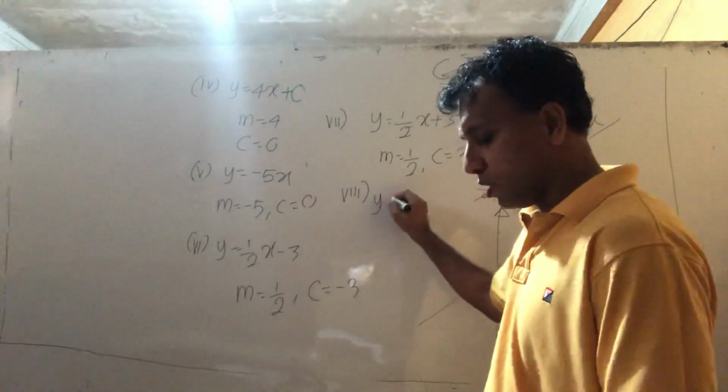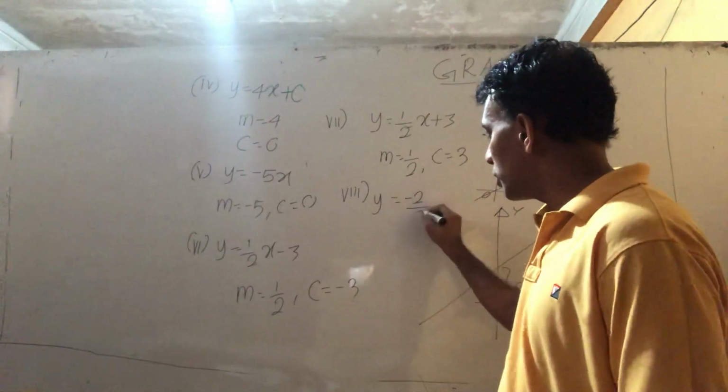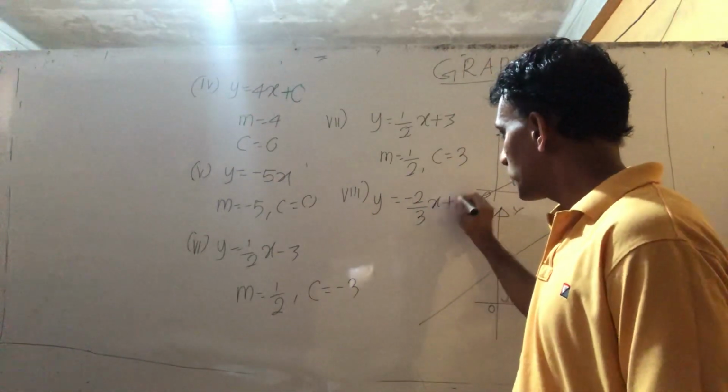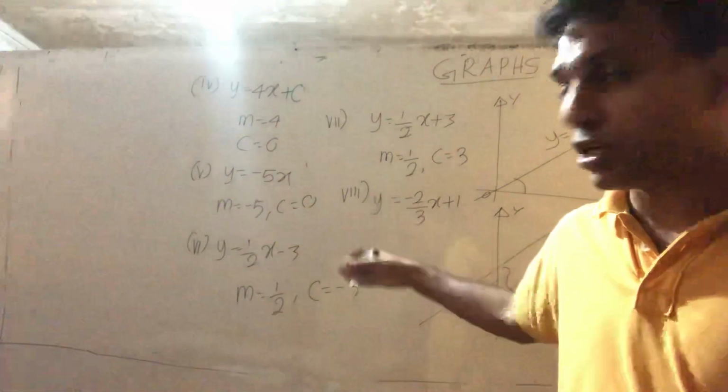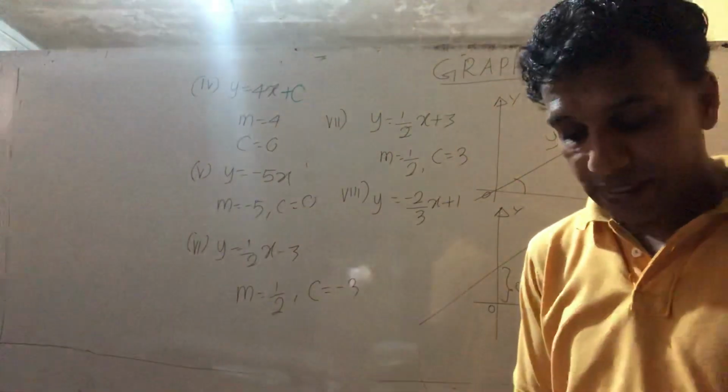y equal minus 2/3 x plus 1. I hope you can write it here after. m is minus 2/3, c is 1.